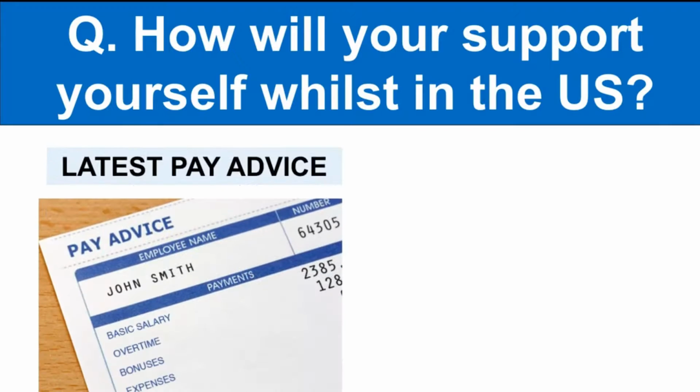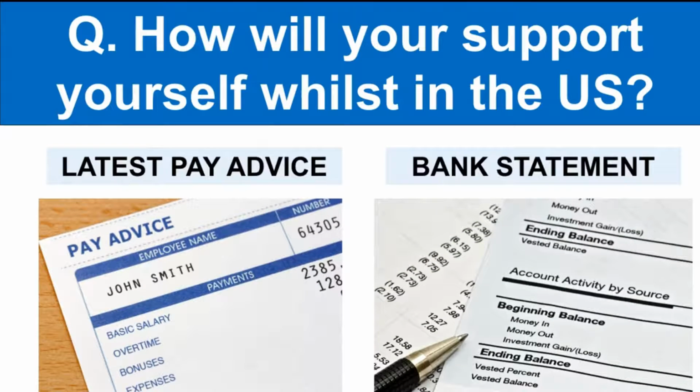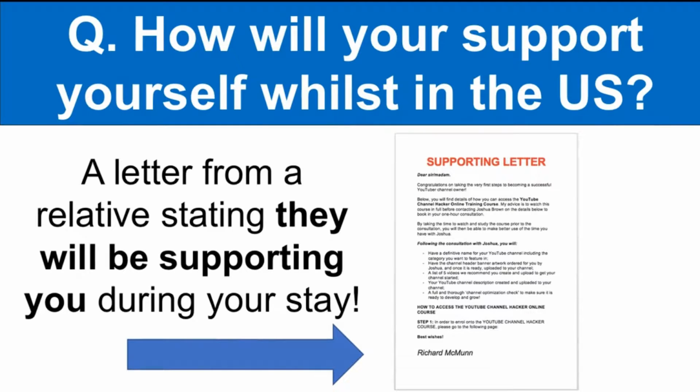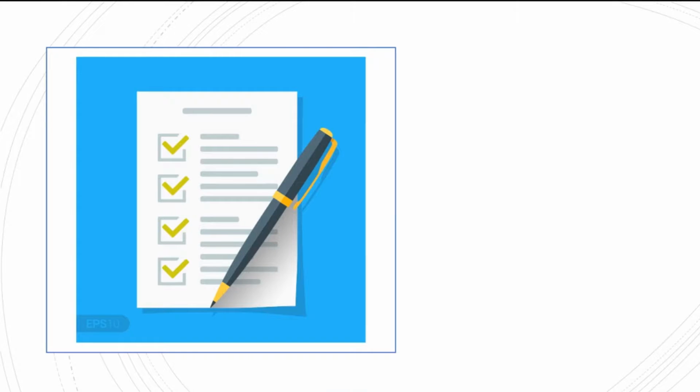So that might be your latest paycheck. It might be a bank statement. So take along a couple of these with you so that you're not going there and you haven't got sufficient funds to support yourself while you're there. If you've got money in your bank account, then take along your paycheck with you or your bank statement to prove it. Or let's say a friend or a relative is going to support you, then take along a letter with you that says that they are prepared to support you during your stay.